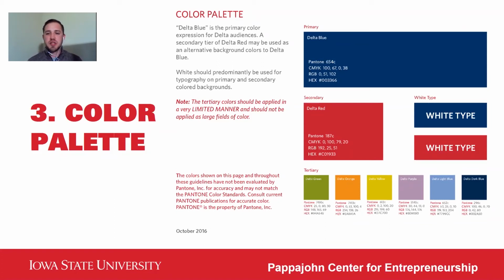So it really just helps them be consistent across all platforms. Whenever you see anything that is that blue or that red, it'll help you recognize that it's a Delta airline and maybe not one of their competitors like American or Frontier or anything like that as well.